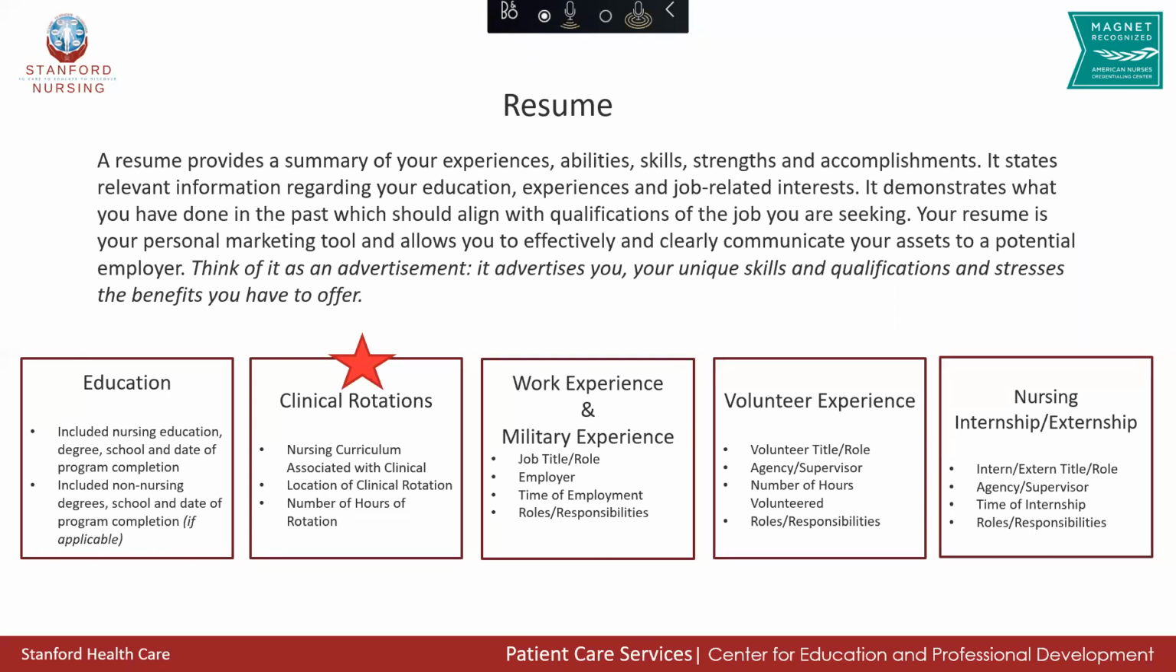And then if you have done any nursing internships or externships, we ask you to share that with us as well. A nursing internship or externship is outside of your degree related clinical rotations. So this is extra, this is not a requirement for your degree. So again, we ask for your title or your role, where you completed your internship or externship, the time frame of that, and what your roles and responsibilities were.